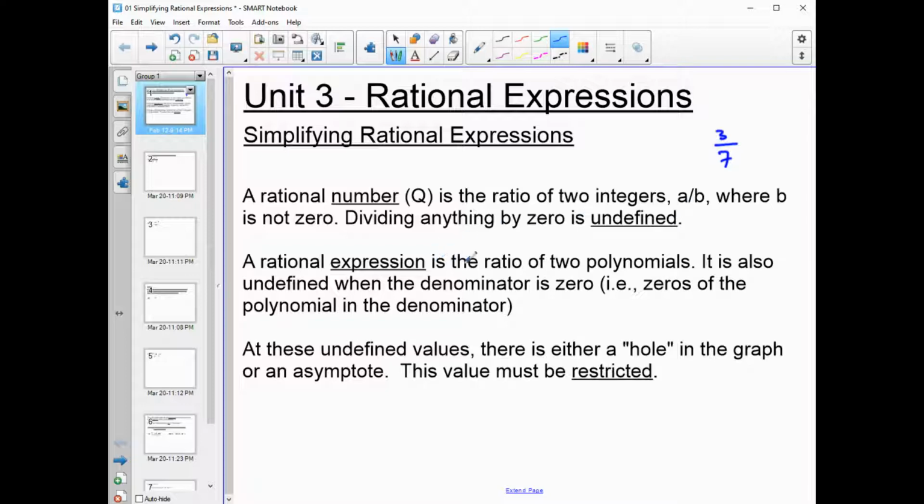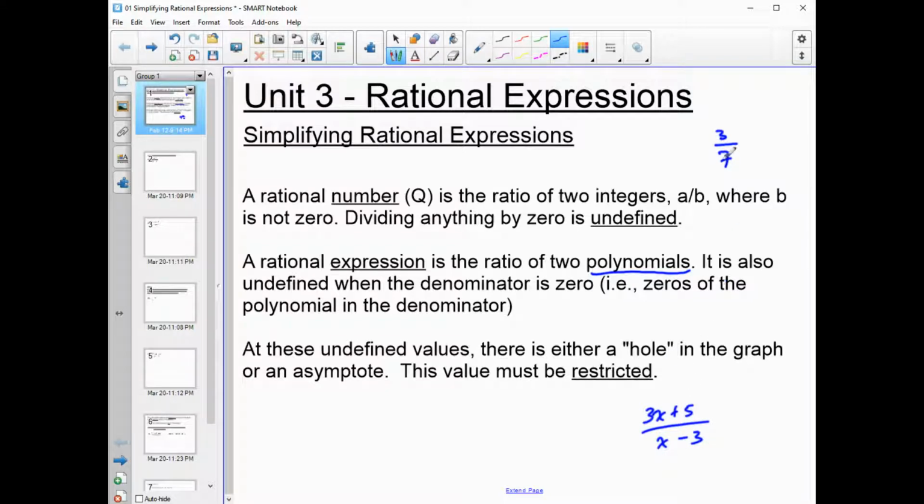A rational expression is just taking this to the next level. Now we're going to talk about the ratio of two polynomials. You've learned a bit about polynomials already. For example, a quadratic equation is an example of a polynomial. So (3x + 5)/(x - 3) is a rational expression. I have the ratio of two polynomials. In this case, my polynomials are linear polynomials.